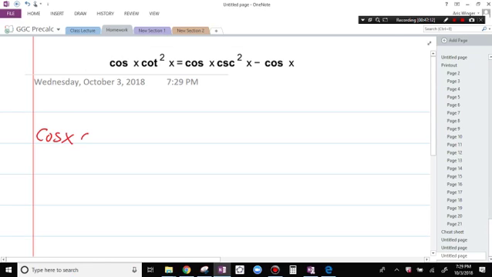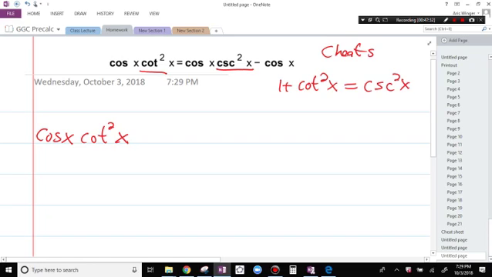Cosine x, cotangent squared x. Looks like we need to turn this cotangent into cosecant squared. Cheat sheet. Look at the cheat sheet. Looks like 1 plus cotangent squared is what? Cosecant squared. That's all cheat sheet. That's a Pythagorean identity, right? And so it looks like that's probably what we need to do, because somehow we need to change this cotangent into a cosecant with some other stuff. But this is the only identity available to us that would do that, right?